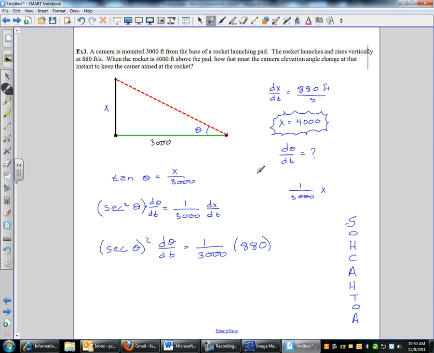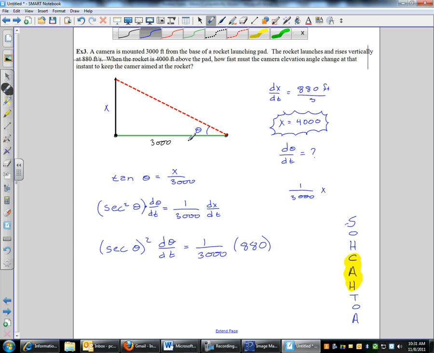Anyway, okay. Instead of finding the angle, we know that secant is the reciprocal of cosine, right? So I'm looking at the CAH part of SOHCAHTOA. And what I'm going to do is find cosine that way. Instead of finding the angle, I know that cosine is adjacent over hypotenuse. Do I know the adjacent side for theta?